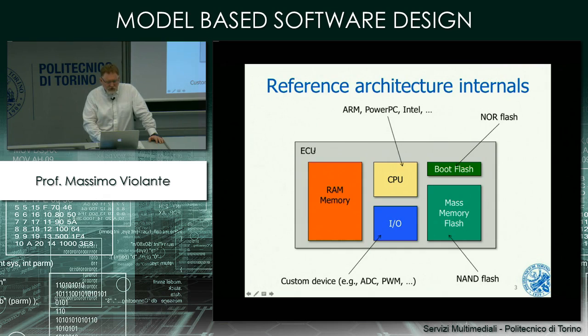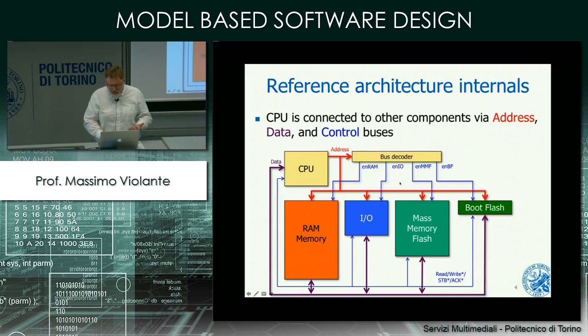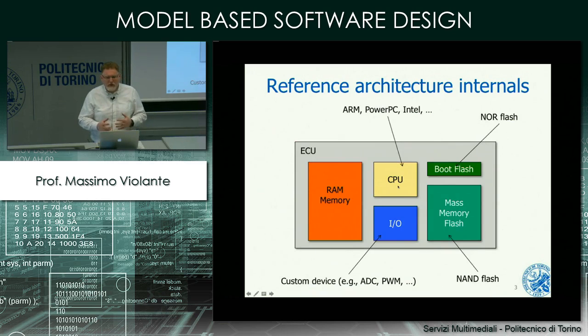So the electronic control unit is a container where we have, from the functional point of view, a central processing unit, also called a microprocessor, that is able to run software. Then we have some memory that is typically divided into boot flash, mass memory flash, and RAM memory.